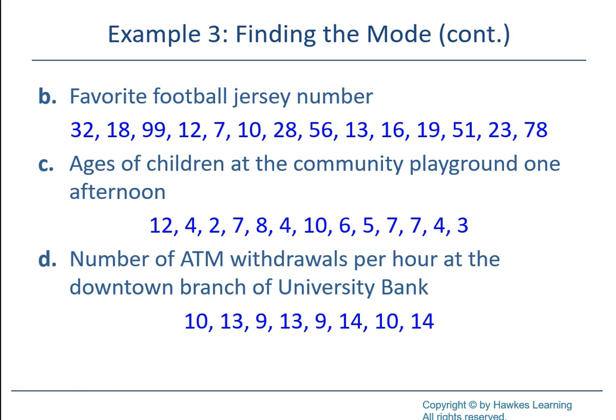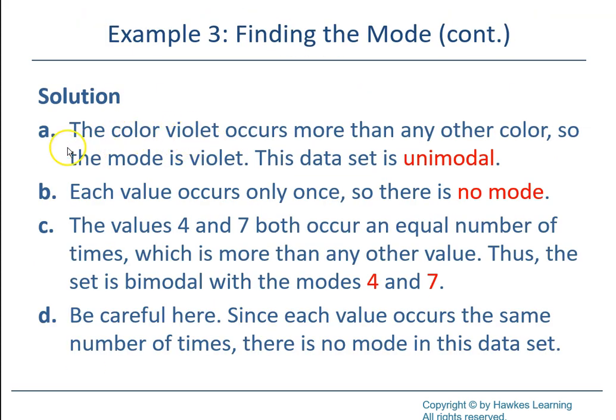All right, let's go on and look at the answers. So we did part A already, violet, unimodal. Part B, again, the jersey numbers, no mode. And then in C, we had 4 and 7 occurring an equal number of times, so this would be bimodal. And letter D, they're telling you to be careful here: since each value occurs the same number of times within the hour, there is no mode in this data set. That one's a little tricky.